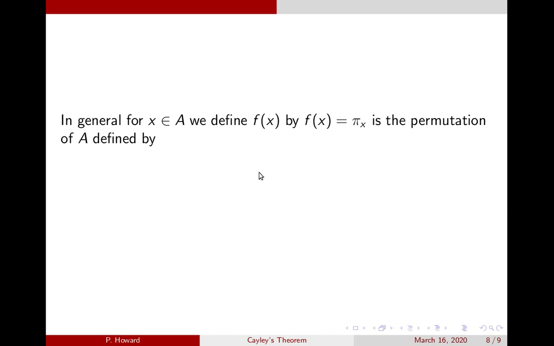We're going to do the same thing for any x in A, the same thing we did with 3 in the previous slides. We'll define f of x by f of x equals pi sub x, and pi sub x is the permutation of A defined by pi sub x of y is x times sub 8 y. The output of the function pi sub x, when the input is y, will be the result of multiplying y by x using times sub 8.